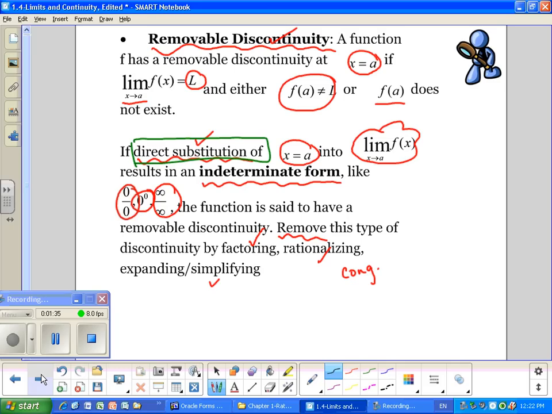So what will happen in a removable discontinuity question is, we'll talk about this, but you'll do a direct substitution, and then you will get what is called an indeterminate form. So it will look like 0 over 0, infinity over infinity, and so you'll have to do further steps in order to continue with the limit. And this is more the algebraic type question.